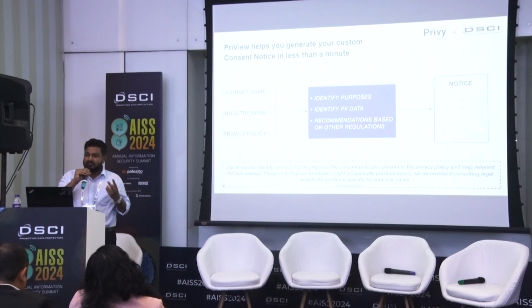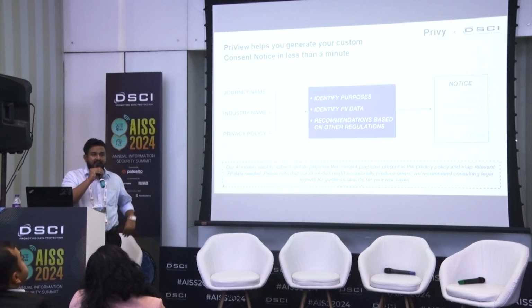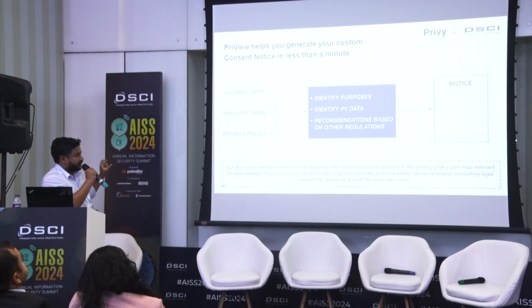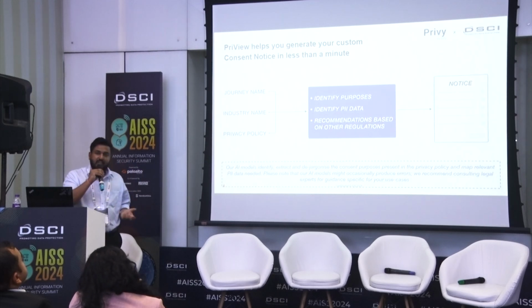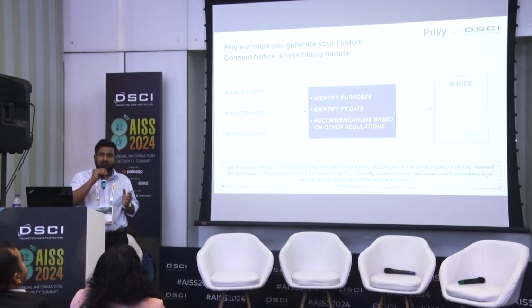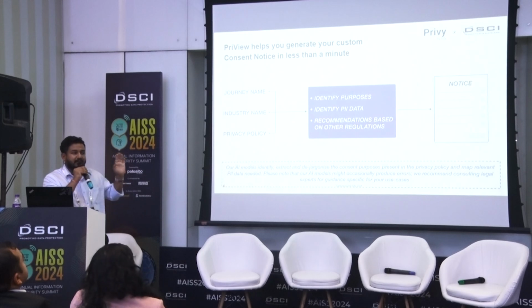It primarily does two things. It goes through all the line statements of the privacy policy, identifies the purposes that are mentioned in the privacy policy, and maps each of the purposes to the PI data that is mentioned there. So it's intelligent enough to identify the purpose and then map the PI data to it, and vice versa as well, identify the PI data and map the purposes to it.